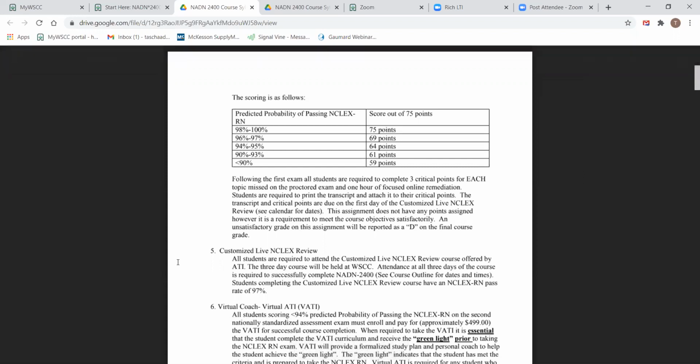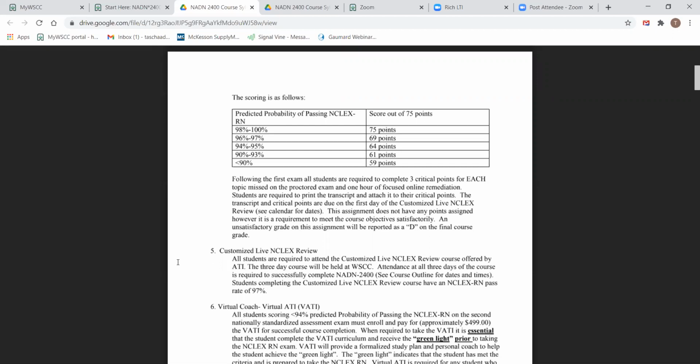If you have questions, you have to just let me know. Students are required to print the transcript and attach it to the critical points, and it's due on the first day of the customized live review. So I've given you ample time to be able to do this remediation.